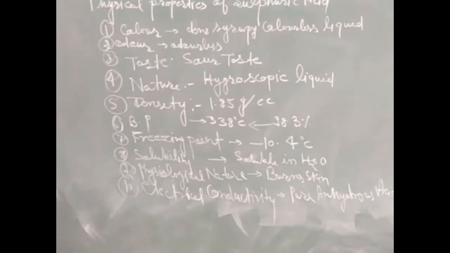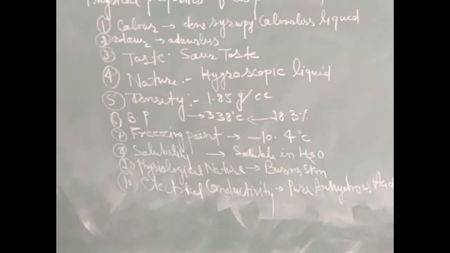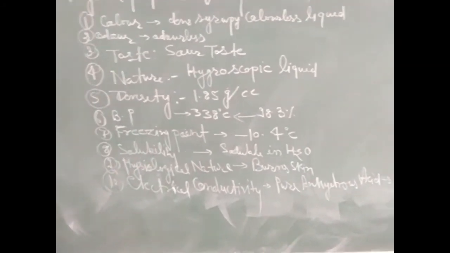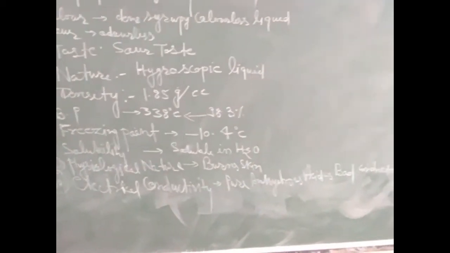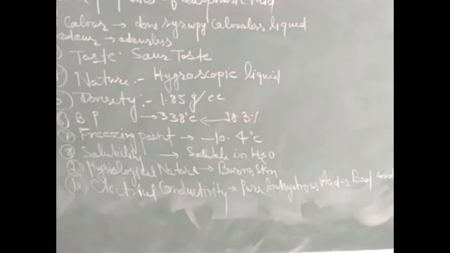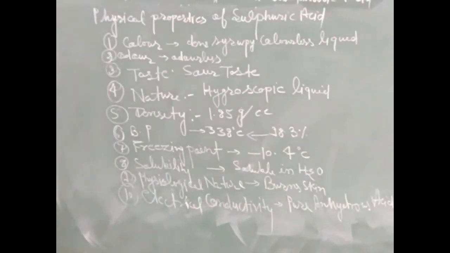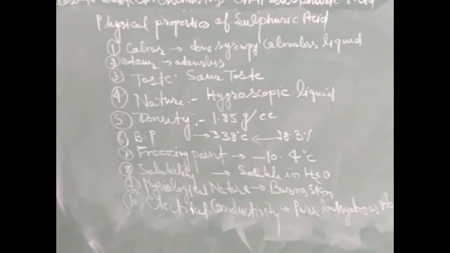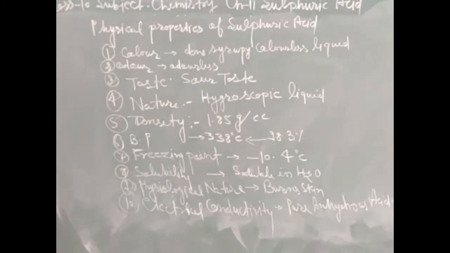Physiological nature: it burns skin because it is corrosive in nature. Electrical conductivity: pure anhydrous sulfuric acid is a bad conductor, but dilute sulfuric acid is acidic in nature, because in dilute form it forms ions that are responsible for conduction of electricity in aqueous solution.